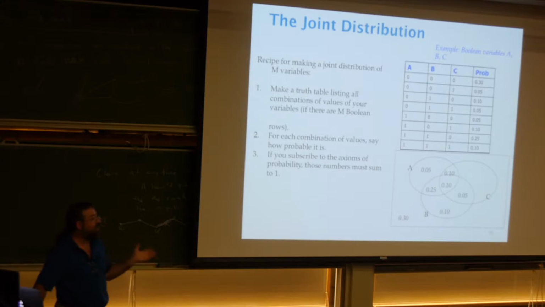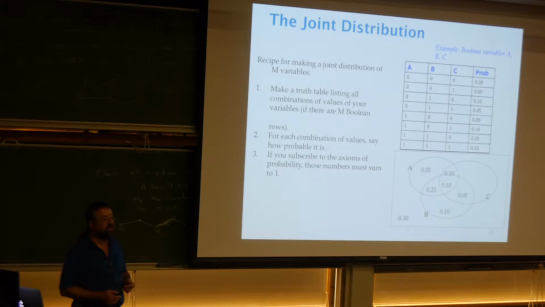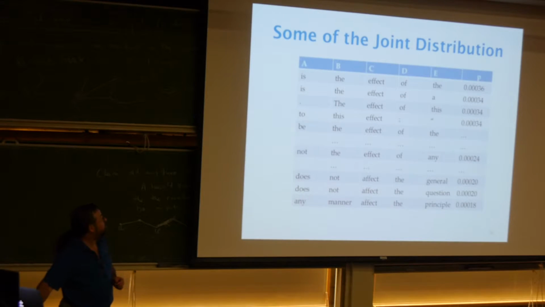So if I want to ask any sort of question, say, what's the probability of seeing the word affect in the middle position, given that the word before is not and the word after is a, I can easily compute that by just summing up the right rows in that big table.